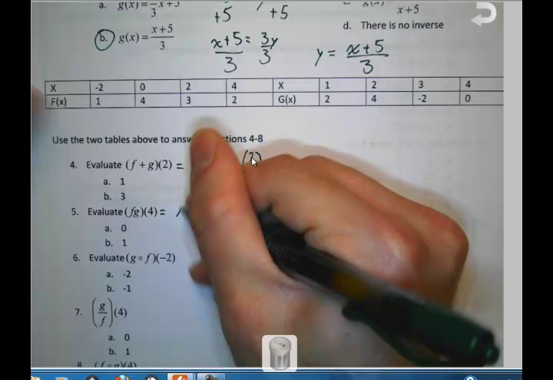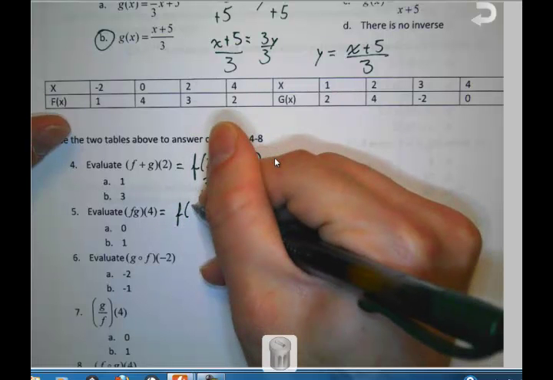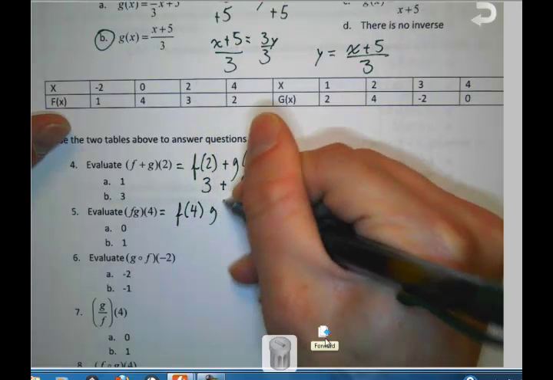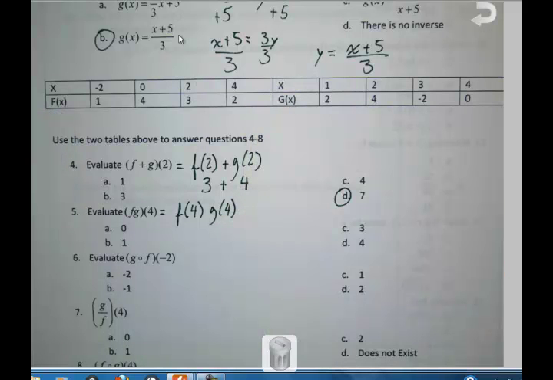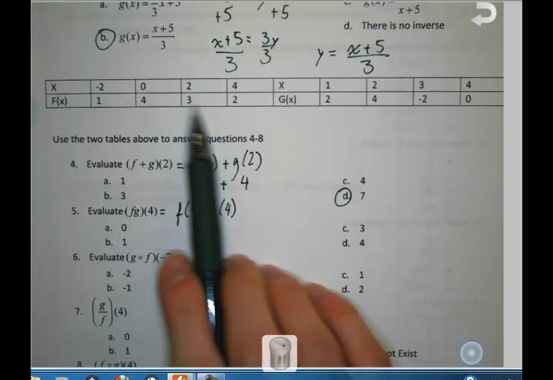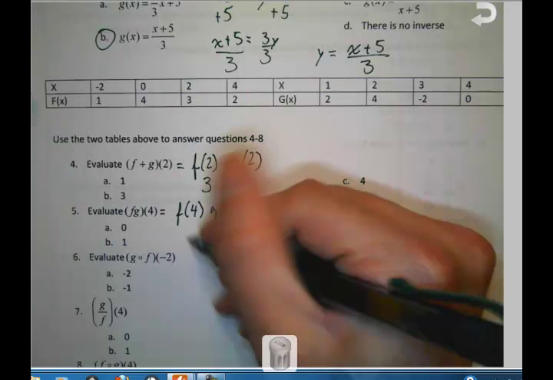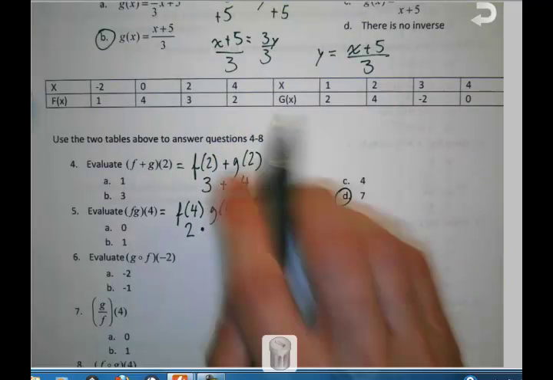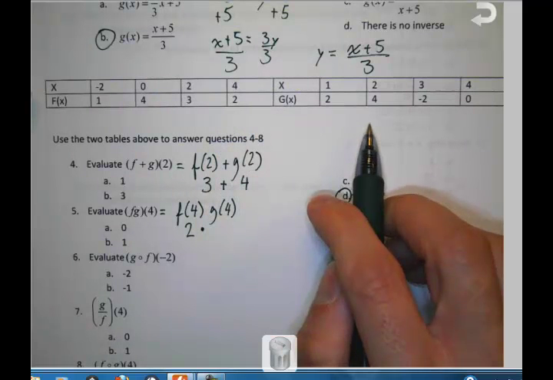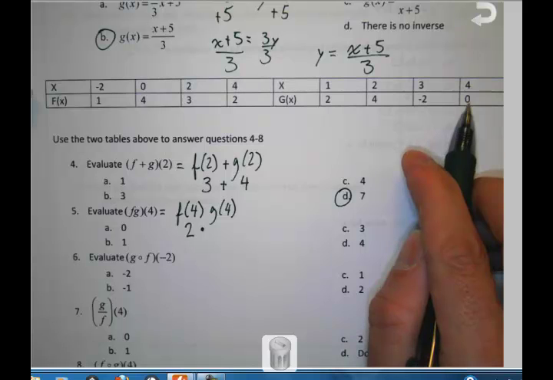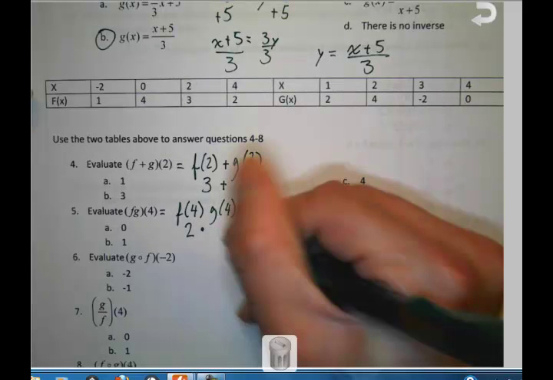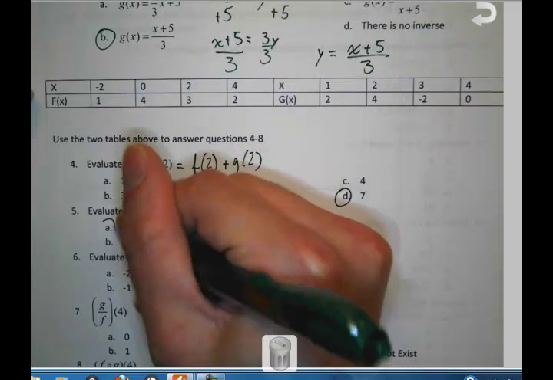The next one was very similar. You had to recognize that the function of a product was the product of its functions, and so you would take f of 4 and multiply it by g of 4. Well, f of 4 is 2, and g of 4 is 0. And of course, 2 times 0 is 0.